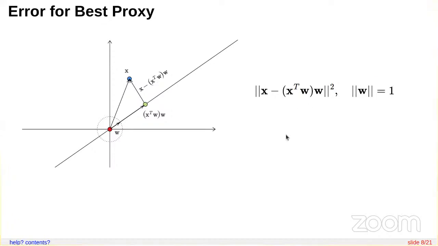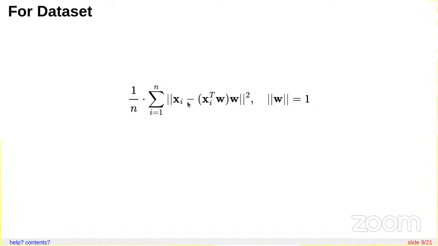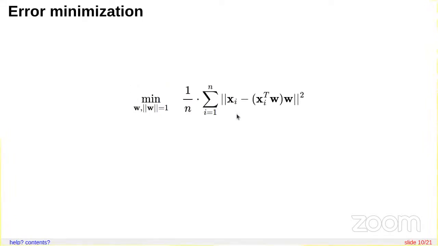Okay. So now for n data points, we just sum the reconstruction error for all n data points divided by n, and this is the error for our data set. And what we need is to find that direction w which will minimize this error. So far is this clear? Now we are just going to do some algebra, which I think the professor has already done. I'm just repeating all this.